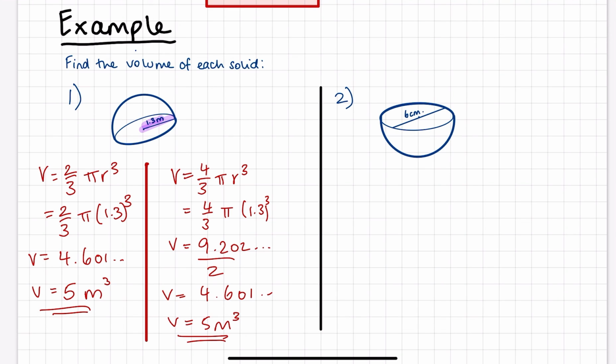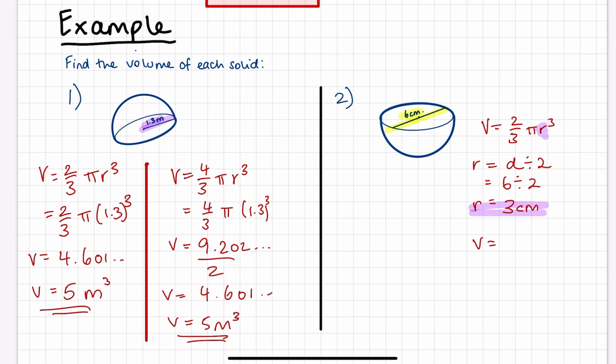Okay, in the next example, I'm just going to use the formula for the volume of a hemisphere, V equals 2/3 pi r cubed, just for simplicity, but it's up to you which method you use again. Okay, so in this one we need a radius, but we have a diameter. We have a diameter of 6. So we first need to find the radius by dividing the diameter by 2. Okay, so that equals 6 divided by 2, which equals 3 centimeters. So our radius in this case is 3 centimeters. We're going to substitute that in.